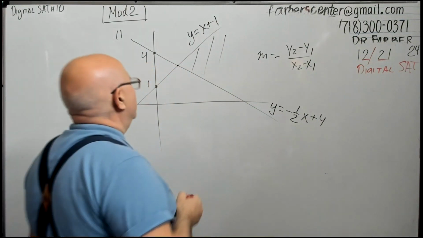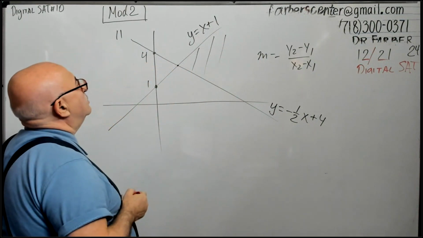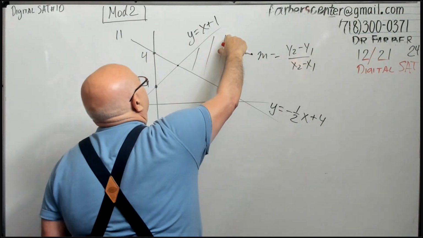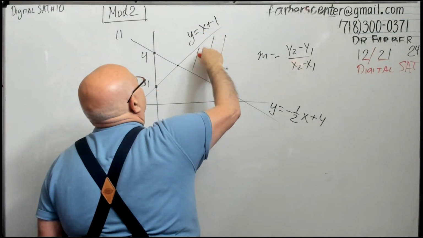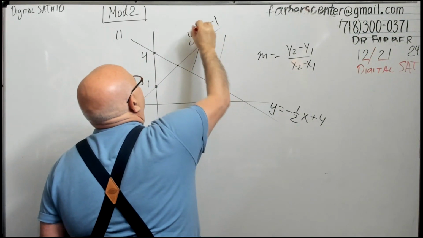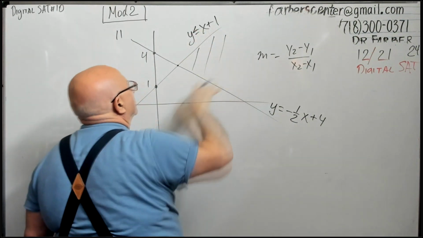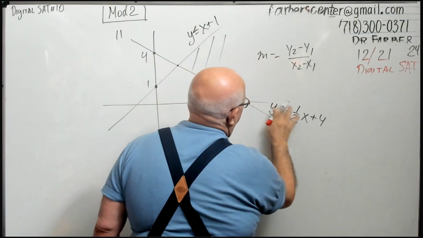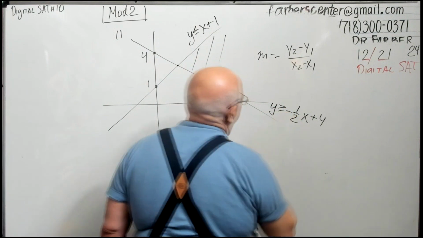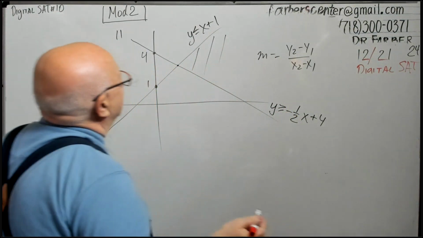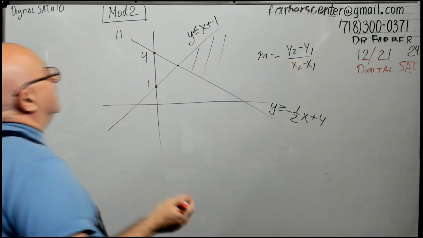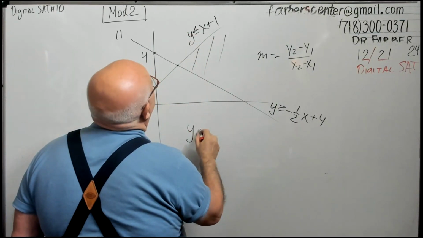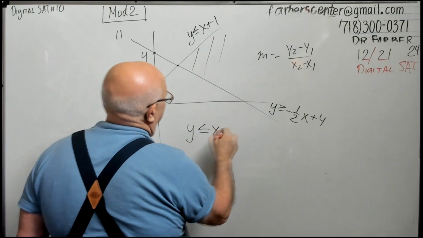So far so good. And you see this line is solid, and this area is beneath this line. It means this is supposed to be less than or equal to this, because it's beneath. And this is above this line, so it's supposed to be greater than or equal to this. Okay, let's say I have this one, y less than or equal to x + 1.